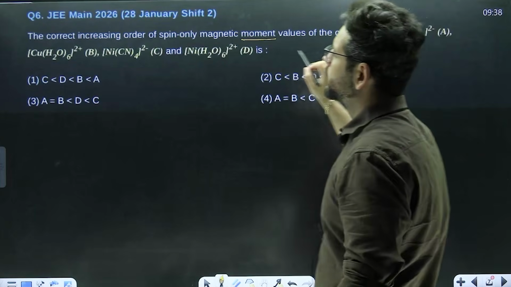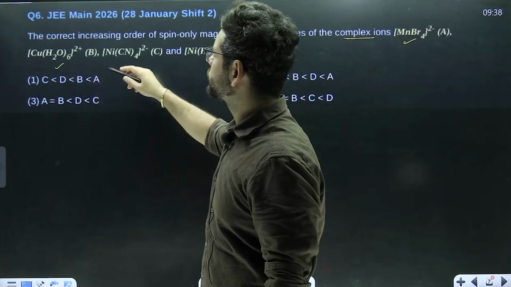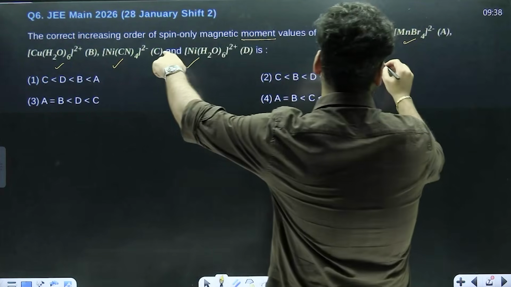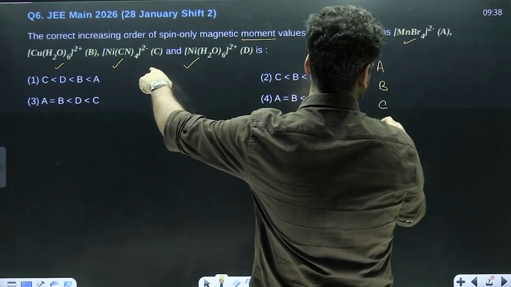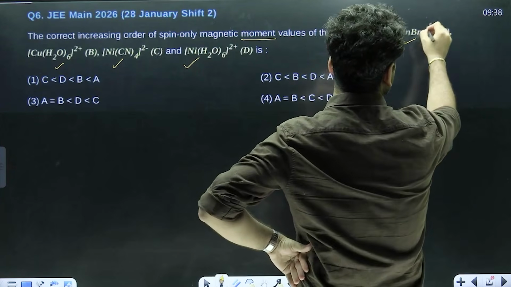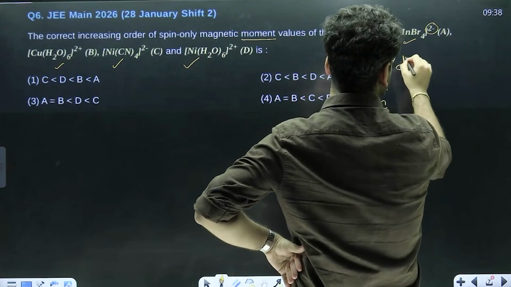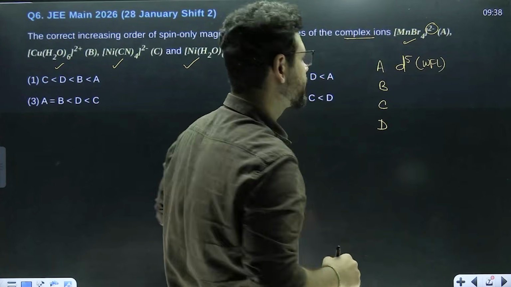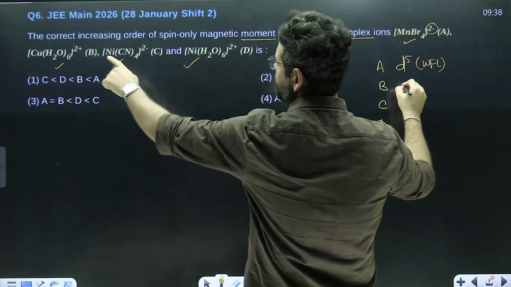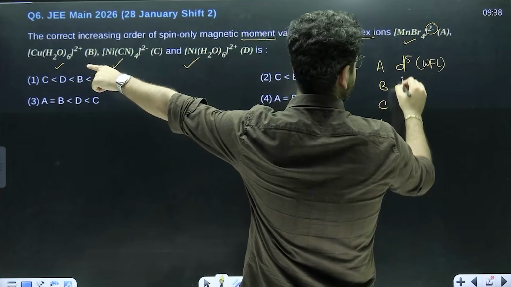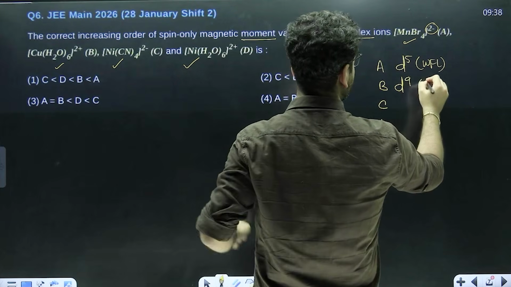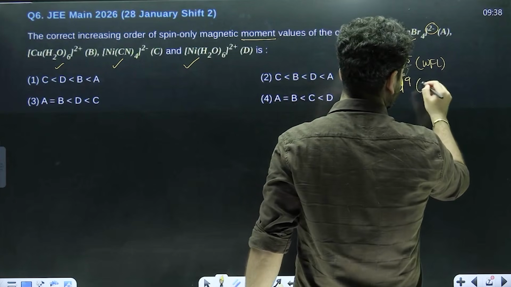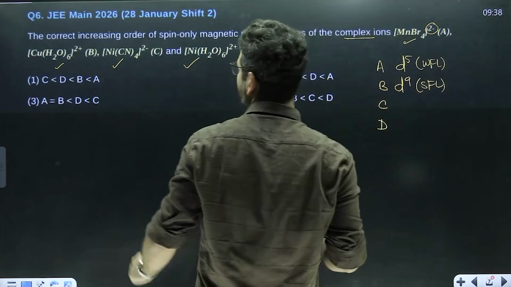This one, B is copper plus 2, nickel plus 2, nickel plus 2. So I am just writing A, B, C, D here. A is manganese plus 2, means d5 configuration with a weak field ligand. Okay, coordination number is 4. Next is B, which is copper plus 2, d9 with a weak field ligand. Although water as an exception is a strong field ligand for copper, so we'll keep it as a strong field ligand.